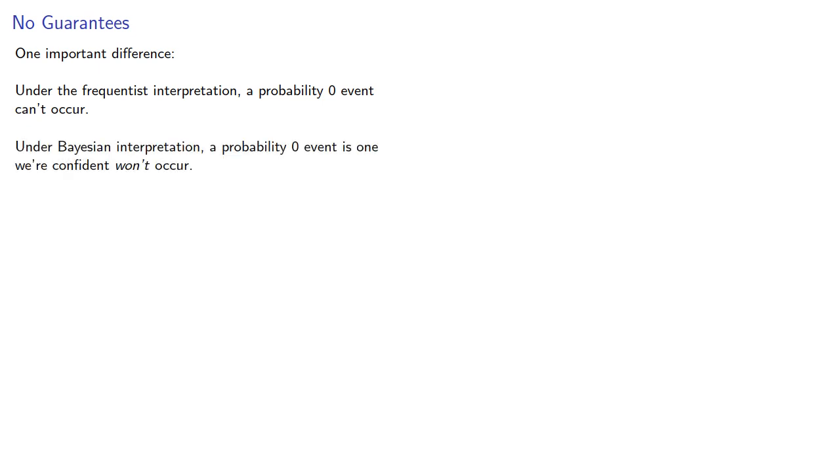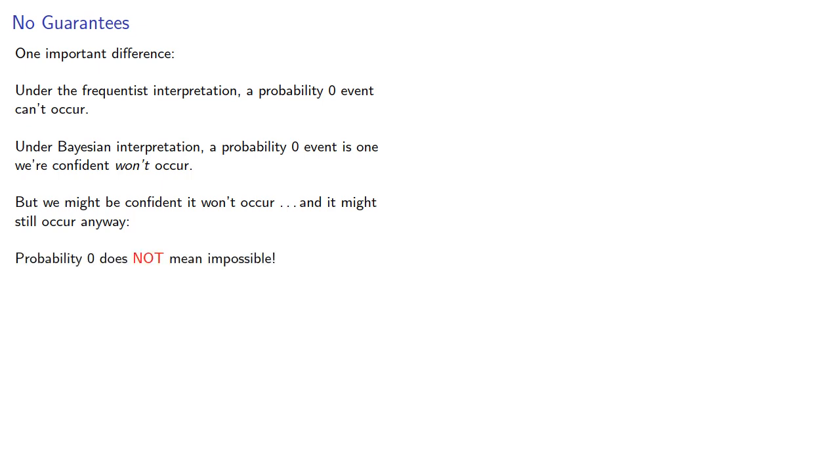There's one important difference. Under the frequentist interpretation, a probability 0 event can't occur. It occurs 0% of the time, never. Under the Bayesian interpretation, a probability 0 event is one we're confident won't occur, but it might still occur anyway. Probability 0 does not mean impossible. And by a similar argument, a probability 1 event isn't guaranteed.